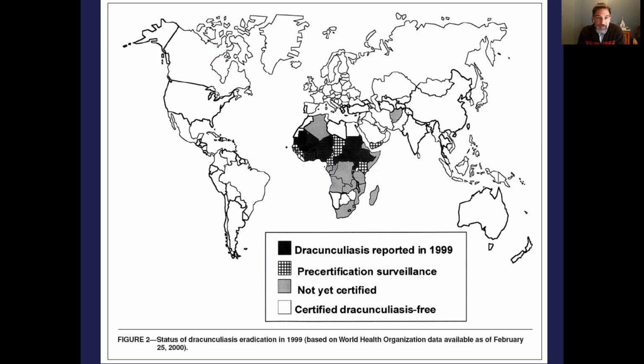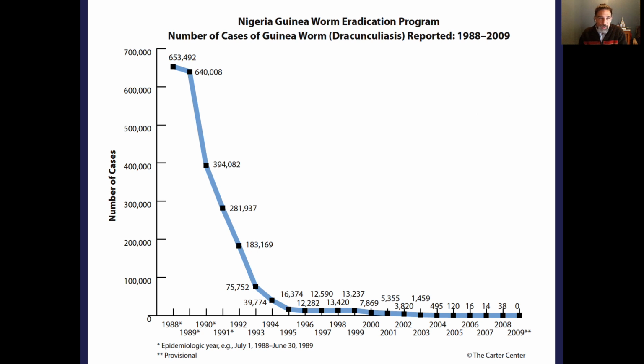So in 1999, you can get a sense here of the geographic distribution of Guinea worm disease. It was mostly concentrated in sub-Saharan Africa and some parts of Asia. And looking at Nigeria specifically, going back to the late 1980s, there were over 600,000 cases occurring nationwide. And through lots of efforts to reduce transmission, the caseload really dropped.